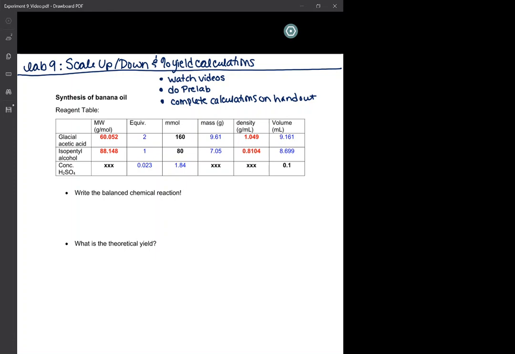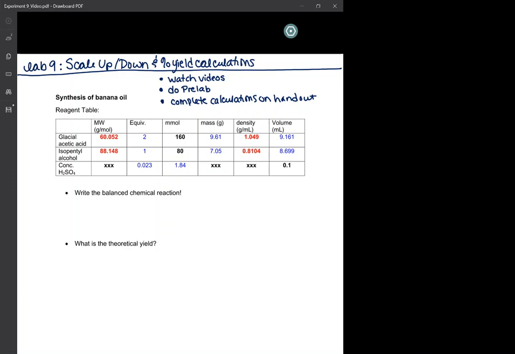I'm going to give you a video that's a pre-lab lecture for lab number 9. In this lab you're going to learn how to scale up or down reactions, meaning to do them on a larger scale or a smaller scale, which might be necessary if you run out of one of the components or want to make more of the product. And we're also going to review calculating percent yield.